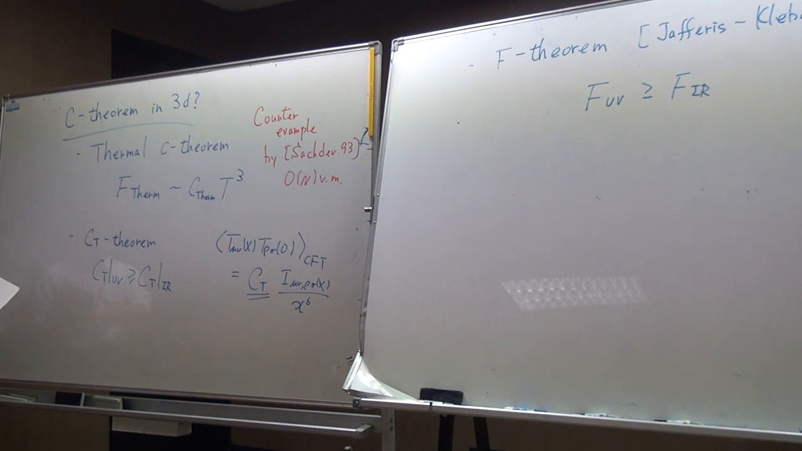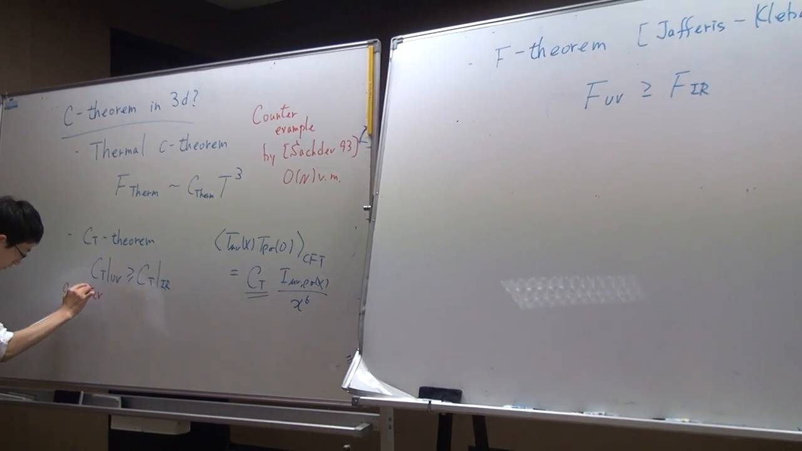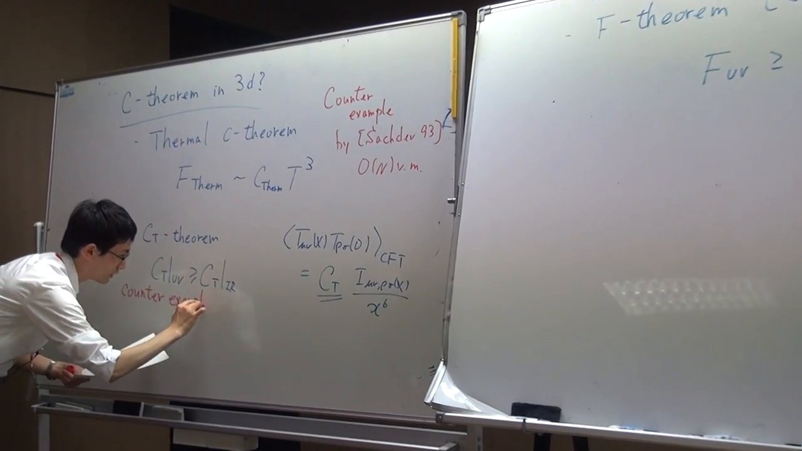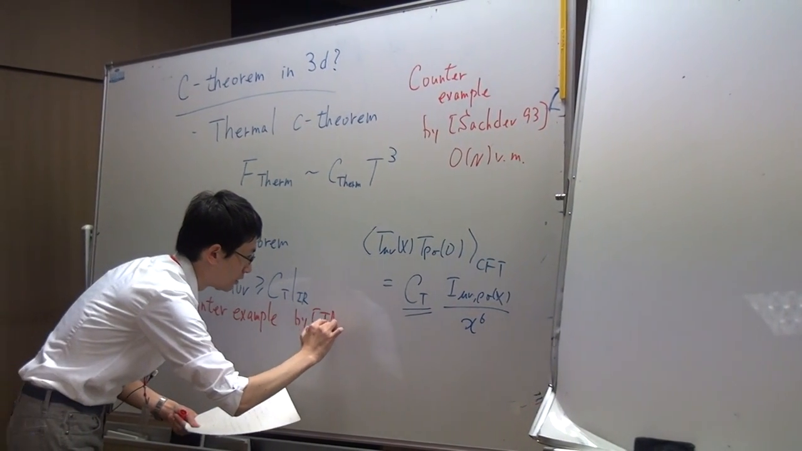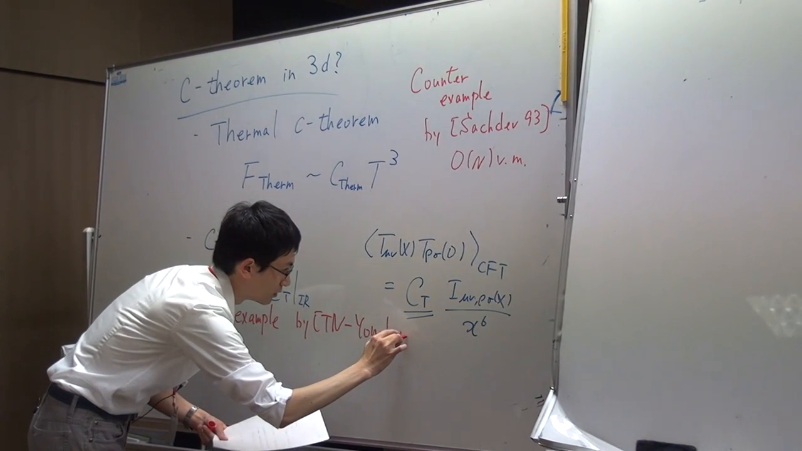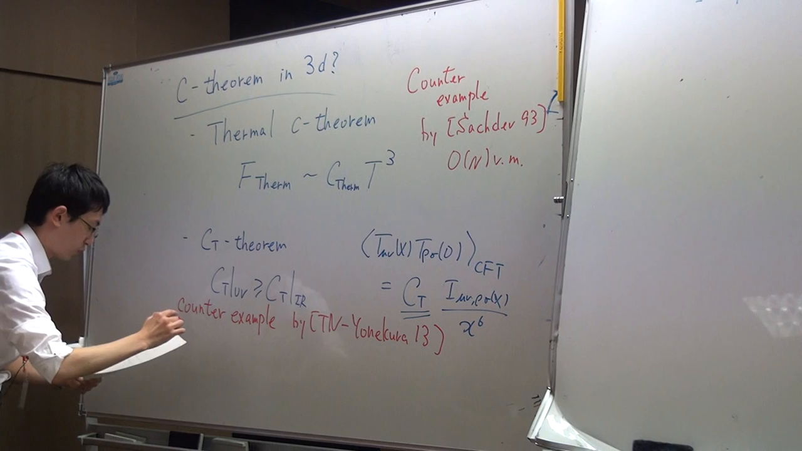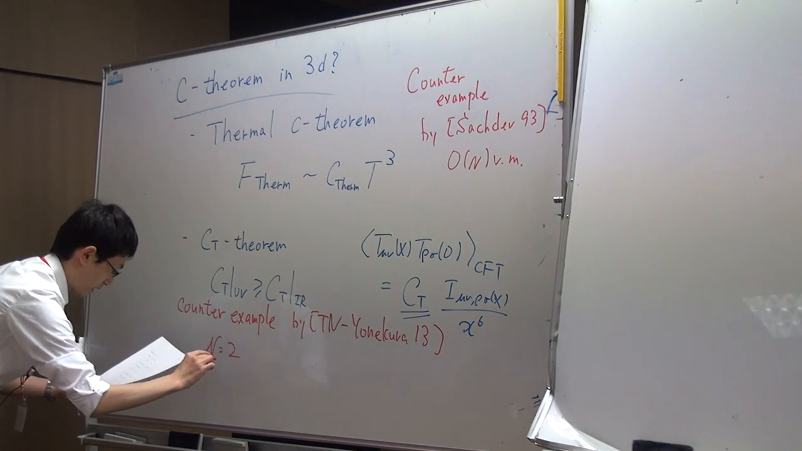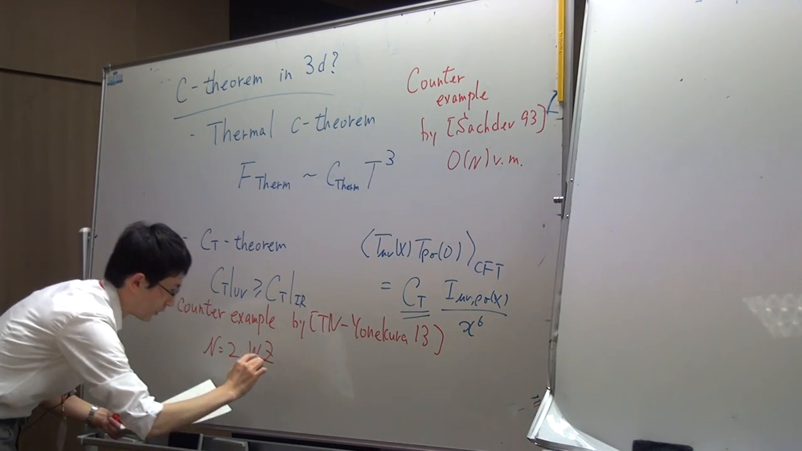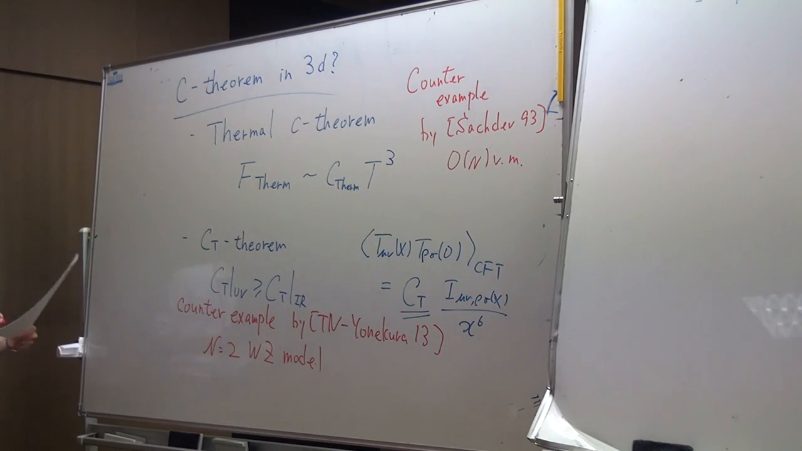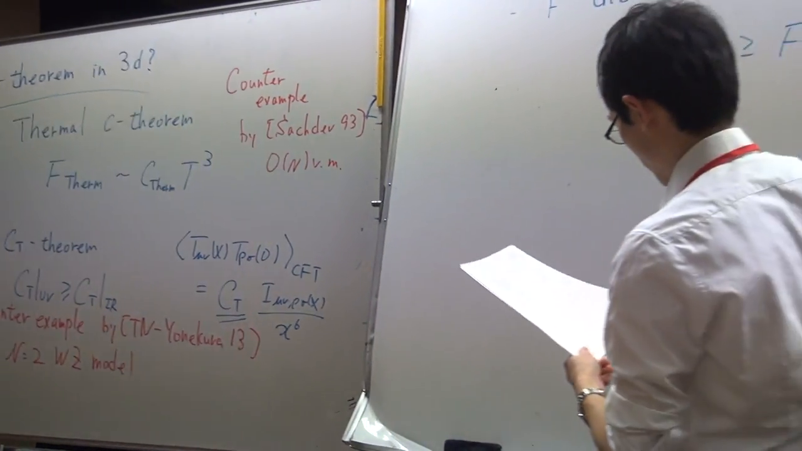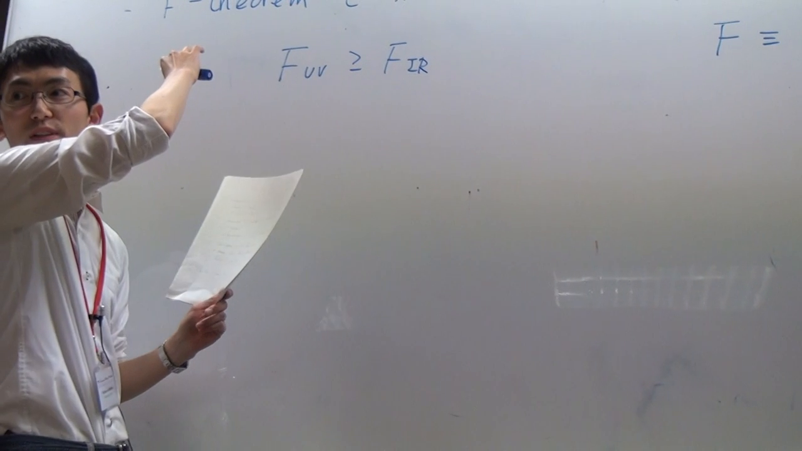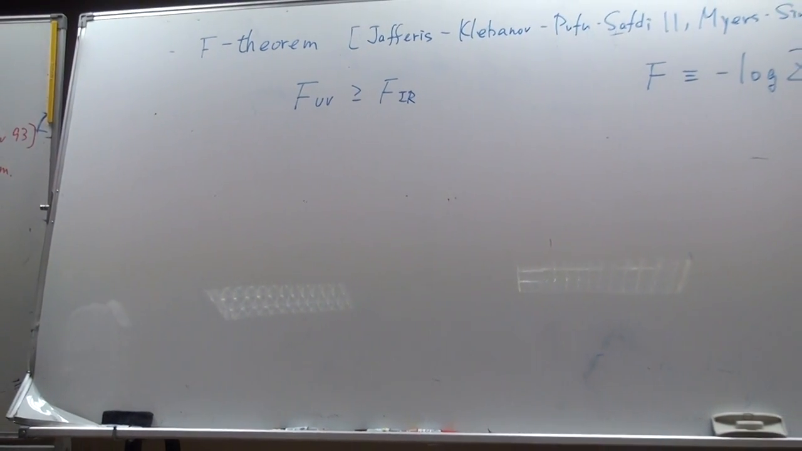And the second one, actually, I found a counterexample with my collaborator, Kazuya Yonekura, in the context of 3D N=2 theories. We found a counterexample by using the N=2 Wess-Zumino model. So this one also doesn't hold. So only the third possibility remains. Okay, so now I will focus on the F theorem. From now on. By counterexample, you mean it grows from the UV? Yes, it grows.